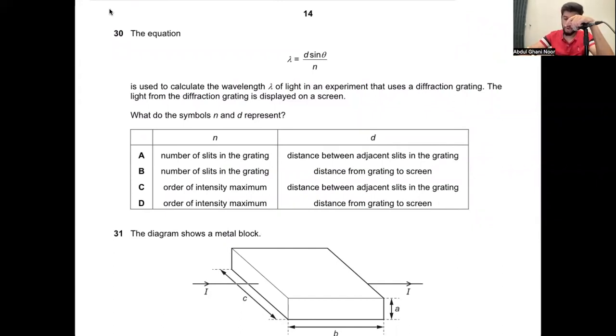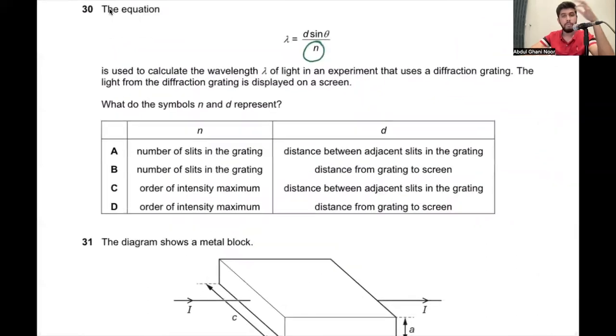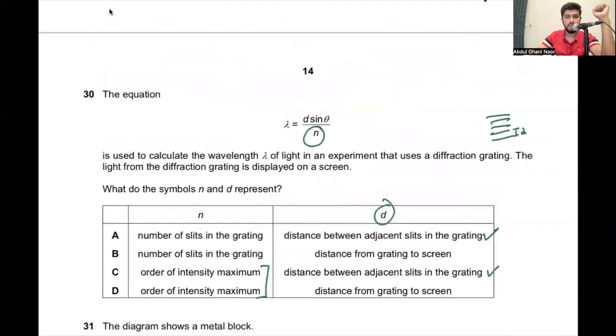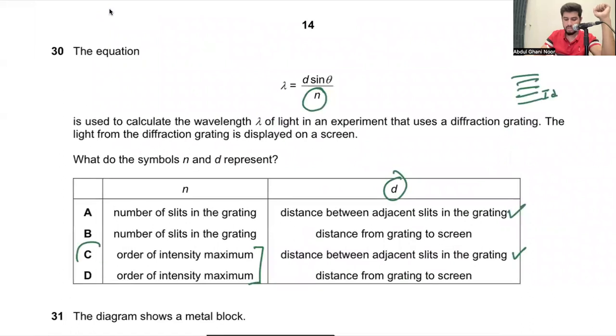So what is N? N is simply the order number. So the order of the intensity maxima, that is N. What is D? D is basically the distance between the slits in the grating. So distance between adjacent slits in the grating. So if you have this diffraction grating, the distance between two of these slits is D. So the answer is C.